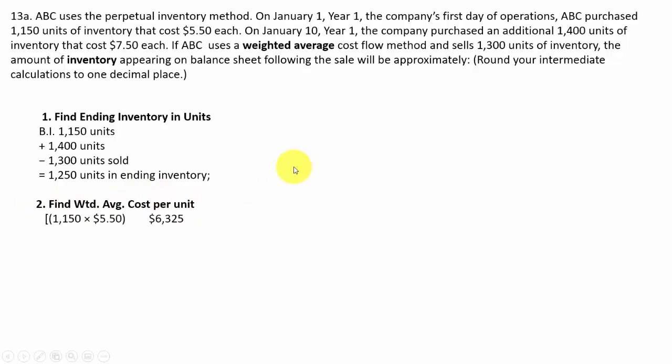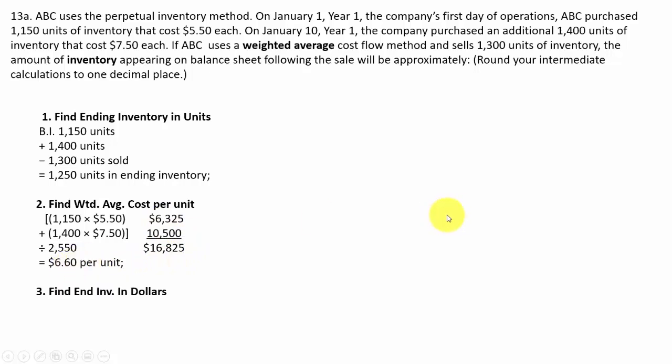So the weighted average cost per unit will be as follows: 1,150 units times 550, which would be 6,325. 1,400 units at 750, which is 10,500, and that gives you the total amount they purchased in dollars and in units. Divide the dollars by the units, and you should get $650 per unit. You could have maybe combined these two steps, but I wanted to show them to you separately. So we have a weighted average cost here per unit of $6.60.